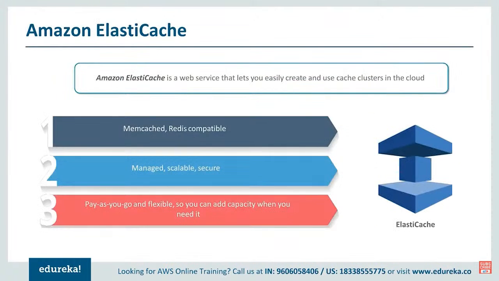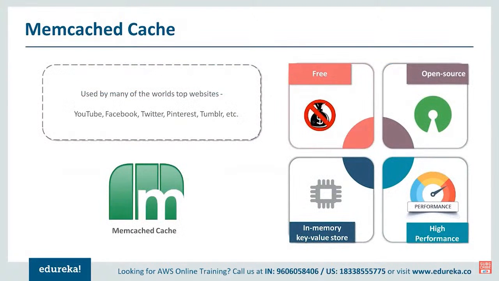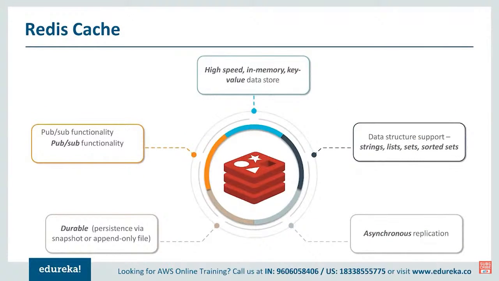ElastiCache is the caching service from Amazon, and that allows you to easily create and use caching clusters in the cloud. You have both Memcached and Redis, which are open source engines available within ElastiCache. Memcached is the simplest to implement, uses an in-memory key value store, and is very high performing, but does not support advanced data sets. Likewise, the second engine, Redis, is durable, supports replication, asynchronous replication, and supports advanced data sets. So it's like setting up a mini database within memory.